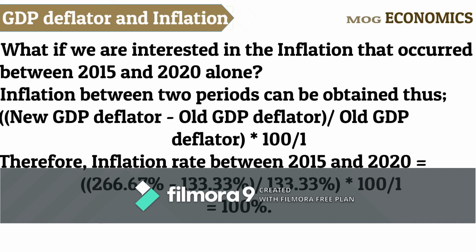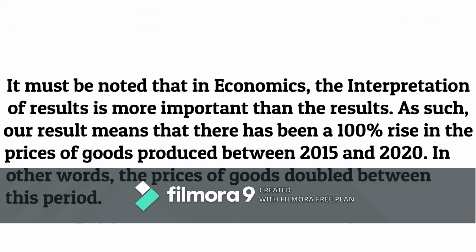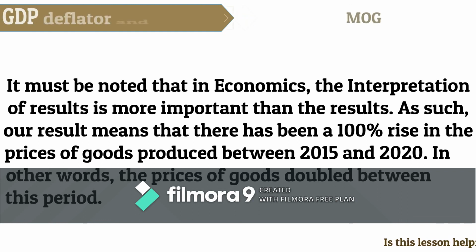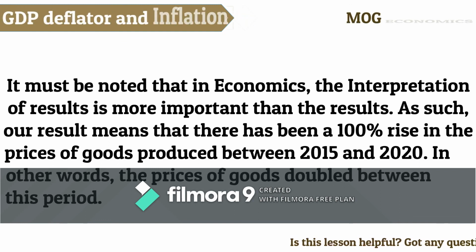In that case, inflation between 2015 and 2020 equals 266.67 minus 133.33 divided by 133.33 times 100 over 1. Our result therefore gives us 133.34 divided by 133.33 times 100 over 1, and that's equal to 100%. The interpretation of this is that between both periods, the inflation rate has increased by 100%.